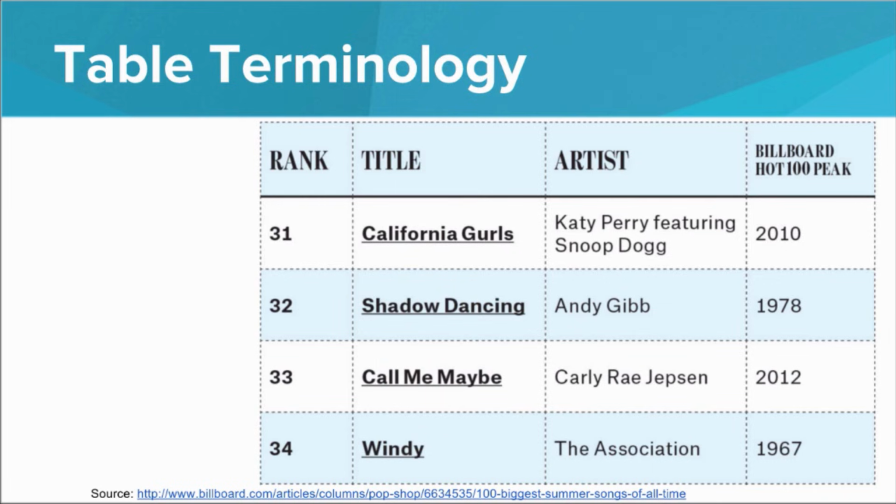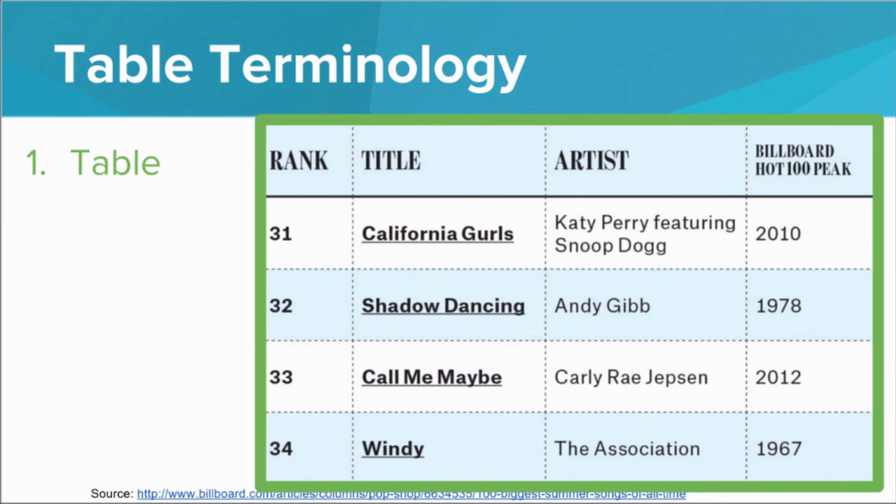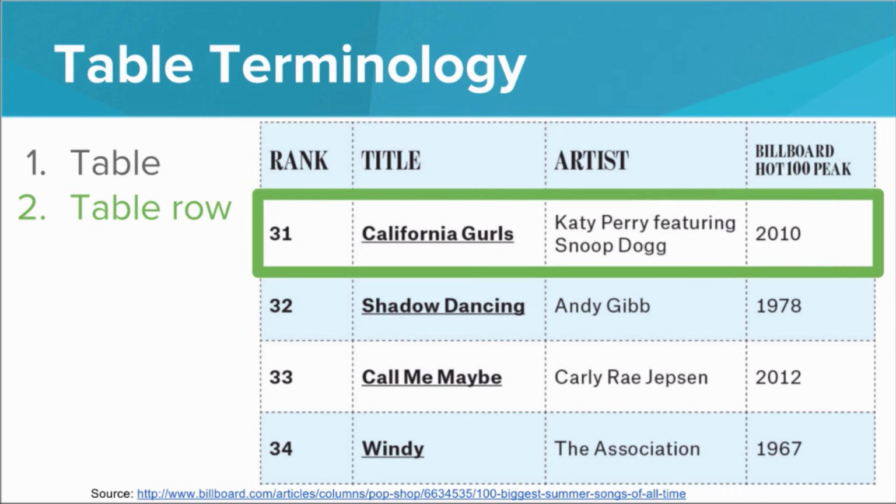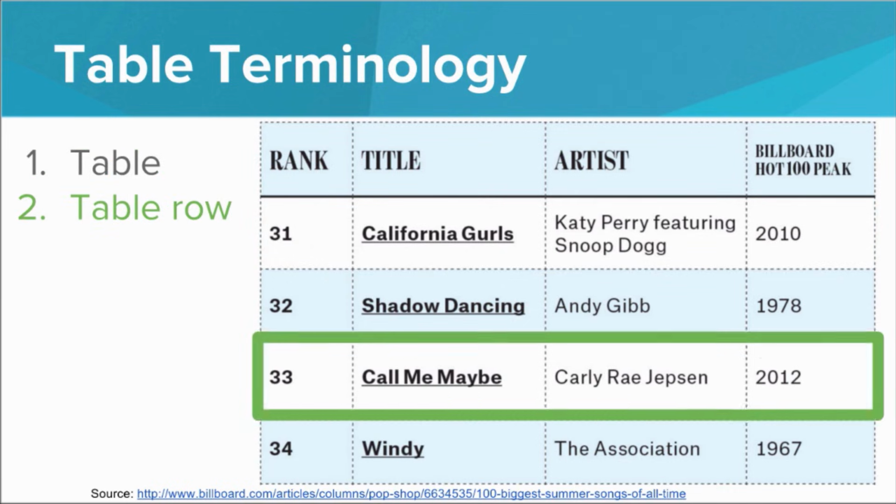Now, before we start building tables on our web pages, we need to go over some table terminology. So here we have a table from Billboard.com that shows some of the top summer songs of all time. Now, this entire thing is the table, the entire grid of information. Within the table, we have several table rows. So every single one of these is a table row.